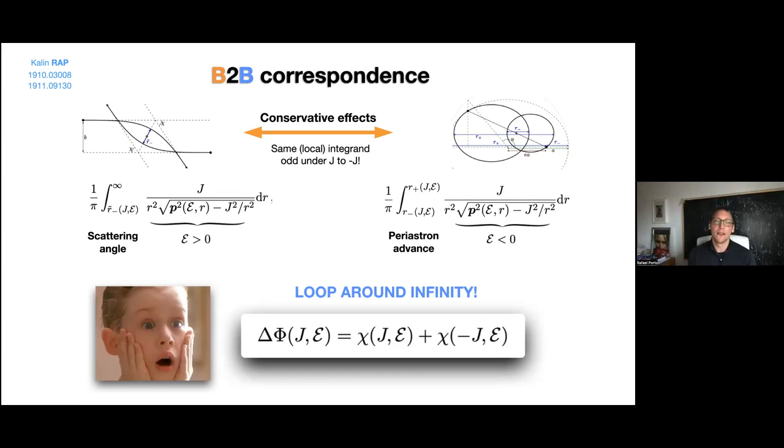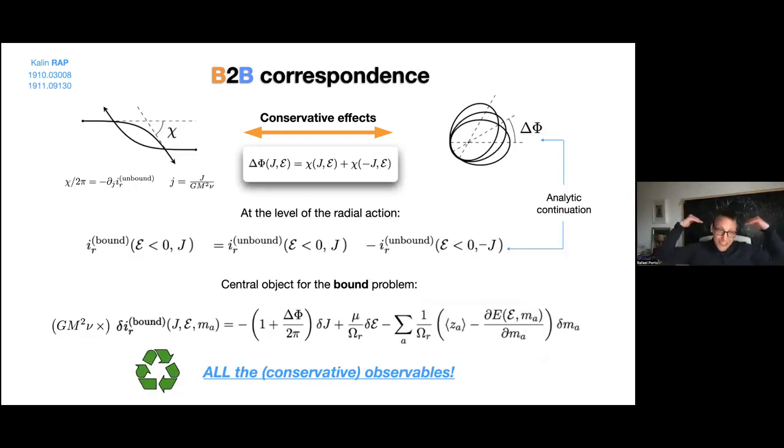And lo and behold, this is one of the most beautiful formulas I've ever seen. The scattering angle and the periastron advance, they are basically the same thing. You give me the scattering angle, I give you the periastron advance. And this now means that we're in business, because from the scattering angle and the periastron advance, we can reconstruct the entire radial action. And if we can reconstruct the entire radial action of the bound and unbound problem, the entire radial action of the bound problem gives me all the conservative observables through differentiation. So I take a derivative with respect to J, I get the periastron, but I get a derivative with respect to E, and I get the radial period. I even get the redshift function, and we check this with Gregor, and it matches beautifully all the post-Newtonian data.